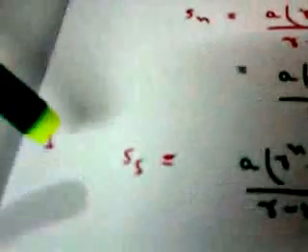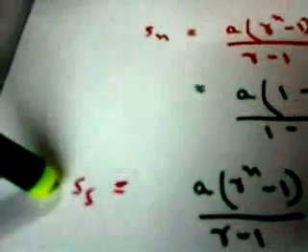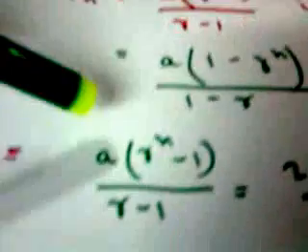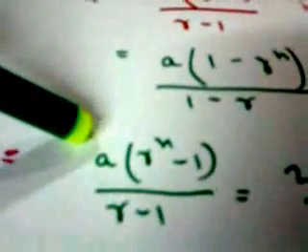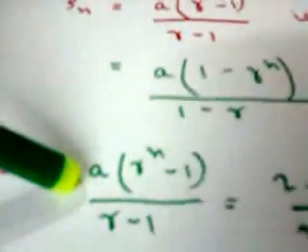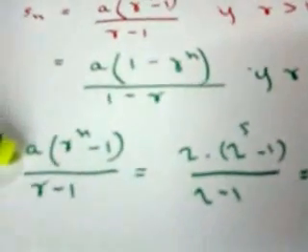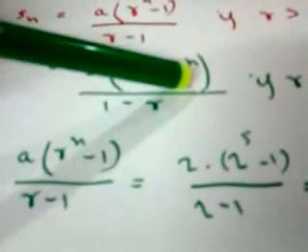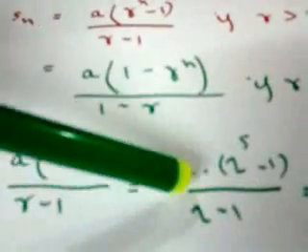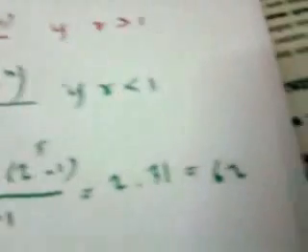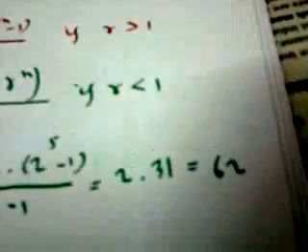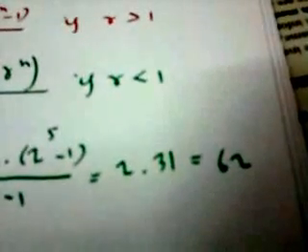Let us look at the first sequence. What will be the sum of first 5 terms in the first sequence? Since r is greater than 1, we will use the formula a into r to the power n minus 1 by r minus 1. A is 2 here, r is also 2, n is 5, r is 2, and minus 1. So the answer is 62. That means sum of first 5 terms of the progression 2, 4, 8, 16, 32 is 62.